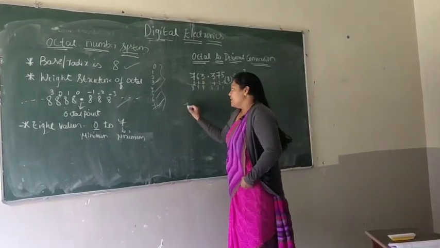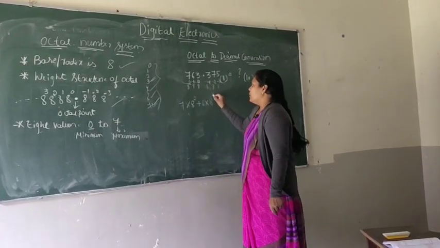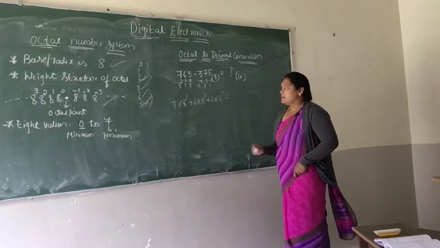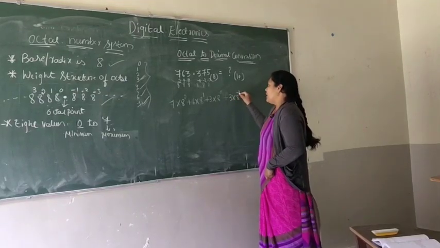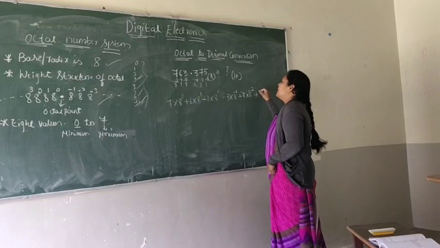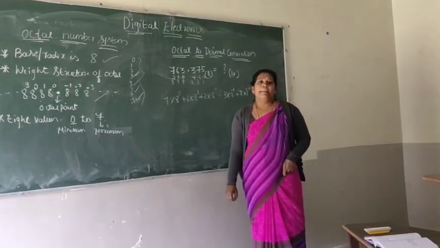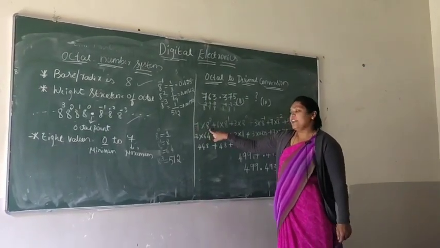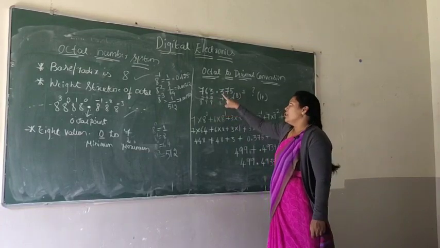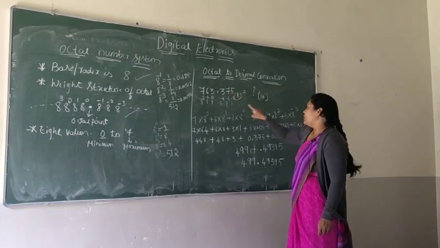Now you have to write it here: 7 into 8 to the power of 2 plus 6 into 8 to the power of 1 plus 3 into 8 to the power of 0 plus 3 into 8 to the power of minus 1 plus 7 into 8 to the power of minus 2 plus 5 into 8 to the power of minus 3.